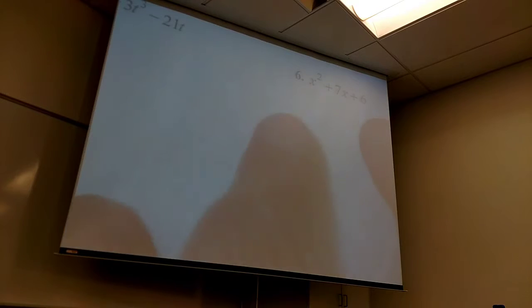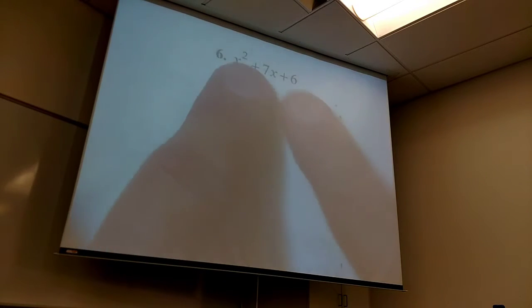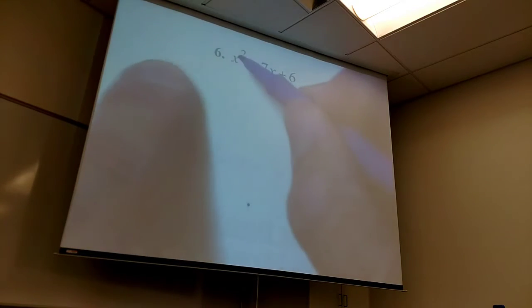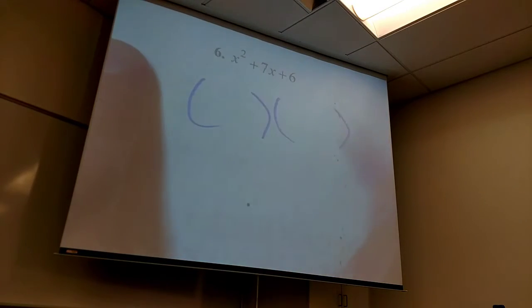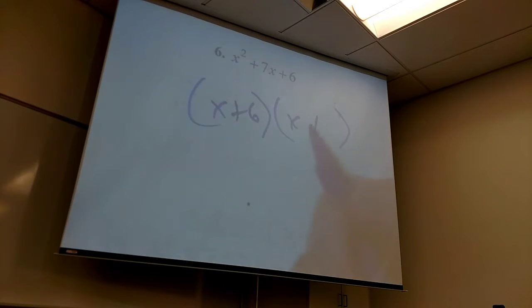What about number 6? So this is 3 terms. The first number is a 1, so the first step is really easy. X squared is just x times x. So all I need are 2 numbers that multiply to 6 and add to 7. 6 and 1, you gotta love that. So when the middle term is 1 off from the last term's number, it's gonna be that number and 1. Does that make sense? Because it's 1 off. So sure enough, it's gonna be 6 and 1.